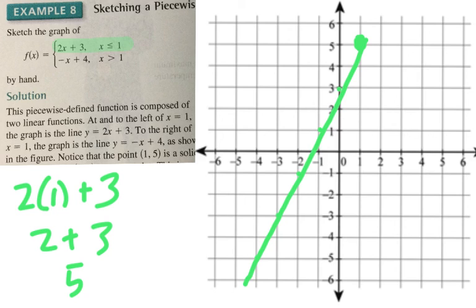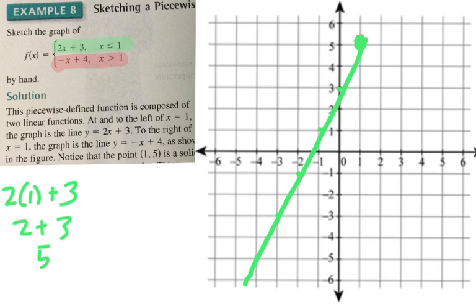Well, still not a very good line drawer, but it's definitely better than it was. Okay? So that's the first piece. I've graphed it. Now the second piece is going to be here. It doesn't start until I'm at 1, so I'm going to plug in 1 there. If I plug in 1, I'll get -1 plus 4, which is 3.